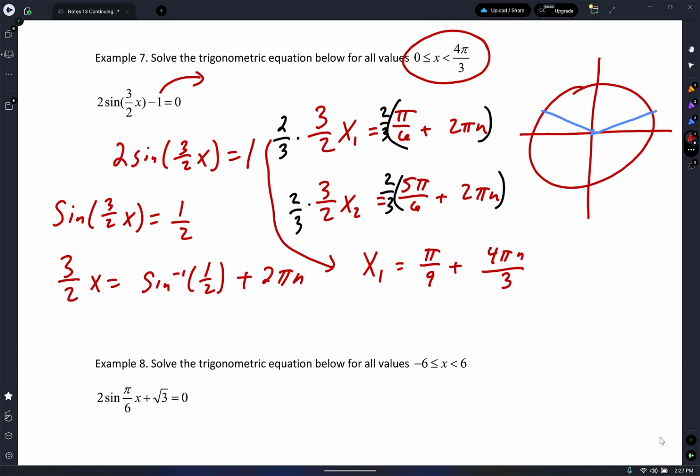And then x2 equals 2 goes into 6 3 times. 3 times 3, 5 pi over 9. Plus 4 pi n over 3. So my answers finally are pi over 9, comma, 5 pi over 9.